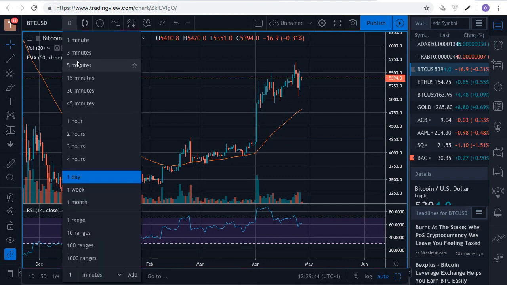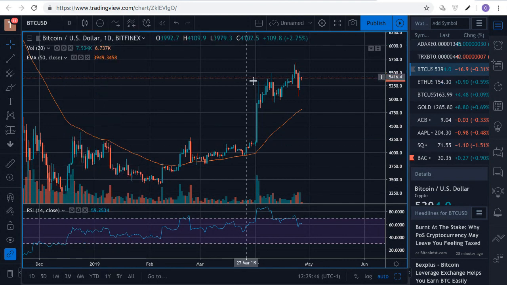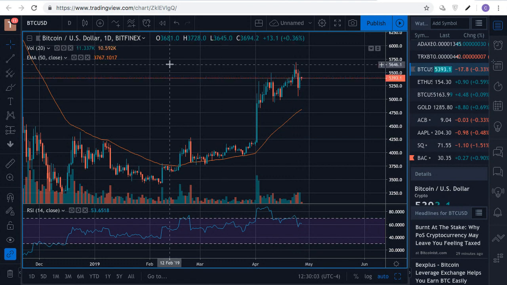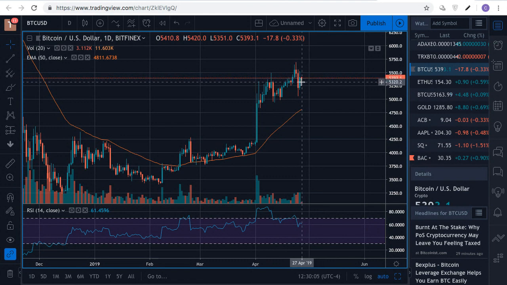You change your time frame over here. So 1 day basically means each candle is 1 day time span. And each 1 day candle closes at 8 p.m. Eastern time. And so I'm in Hawaii Standard Time, so that is 2 a.m. for me, 8 a.m. for most of you guys on the East Coast.